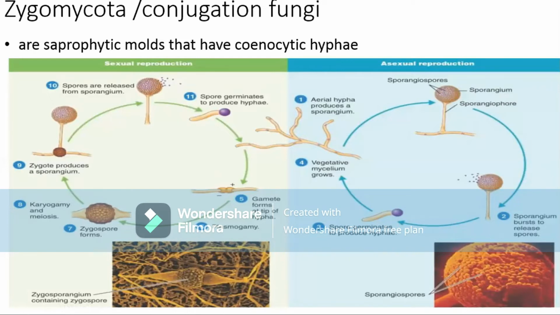So karyogamy is the fusion of the nuclei, and whenever the nuclei get fused, the first division that occurs after the formation of a diploid nucleus is called meiosis. So in this sexual reproduction, three stages are important: fusion of the hypha, then plasmogamy. From this zygospore, a sporangium is formed, and from this sporangium, a lot of spores are formed. So basically, this is the sexual reproductive structure, and from this it moves towards the asexual reproduction.